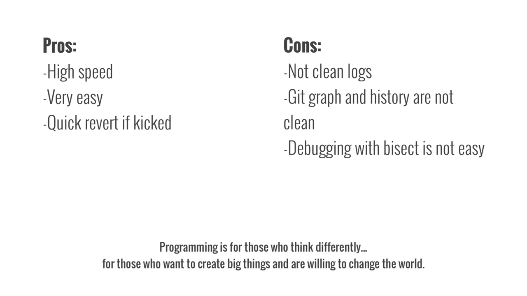About the pros and cons of Git merge, for sure as a benefit, I think we can say it's very fast, it's very easy, and fixing and reverting, if we break something, is nothing difficult and will not be time consuming. About the bad things about Git merge, for sure our logs will not be really clear. We will have a lot of commits there, probably, if we don't squash them before. Our graph and history won't be clean as well. And debugging with Git methods like bisect can be much more difficult.